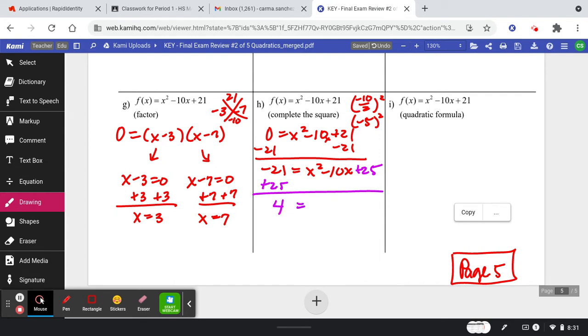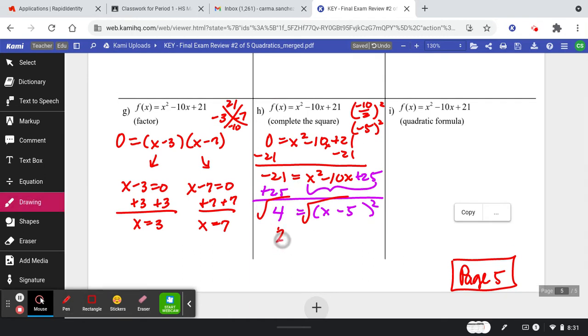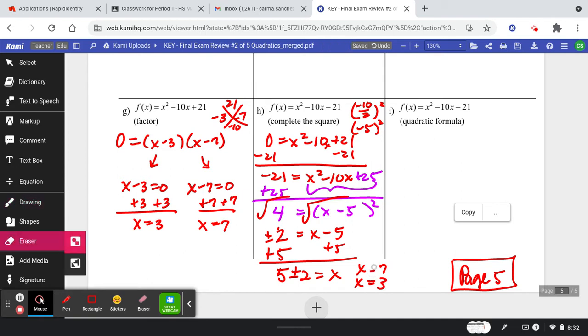It's going to leave me a 4 on the left and the x minus 5 squared perfect on the right. This factors to x minus 5. I'm now ready to square root both sides. I'm left with plus or minus 2 is equal to x minus 5. Add 5 to both sides. I get 5 plus or minus 2. So you'll notice that 5 plus 2, my first answer is 7. 5 minus 2, my second answer is 3. Looking back at what I just got on the one before, do you see that I got 7 and 3 again?